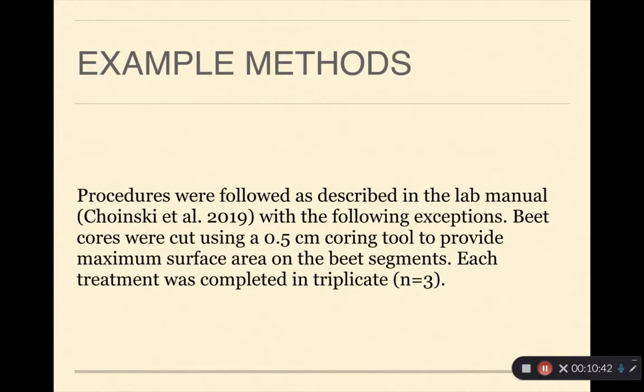Here's an example. Procedures were followed as described in the lab manual. Cite the lab manual. This is a proper way. There's 3 authors on the lab manual, so Chowinski et al., 2019, with the following exceptions. Beet cores were cut using a 0.5 centimeter coring tool to provide maximum surface area on the beet segments. Each treatment was completed in triplicate, so n equals 3. Okay? Pretty self-explanatory.